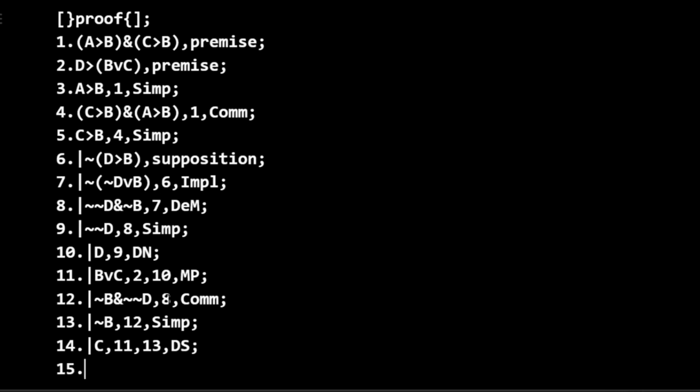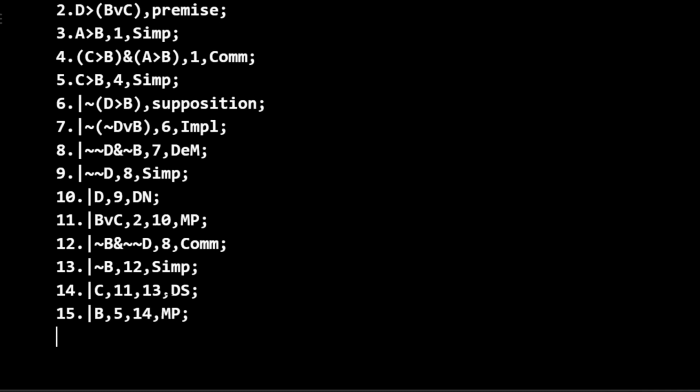All right, and then that brings in line 5 so that we can get B from line 5 and 14 by modus ponens. And then we have line 13. So we can do B and not B, lines 13 and 15, conjunction introduction, and we have our contradiction.